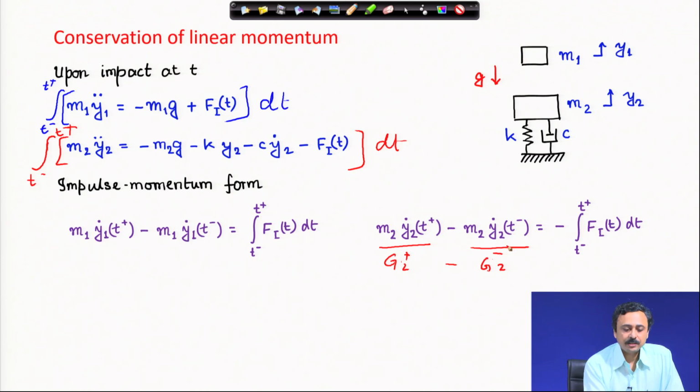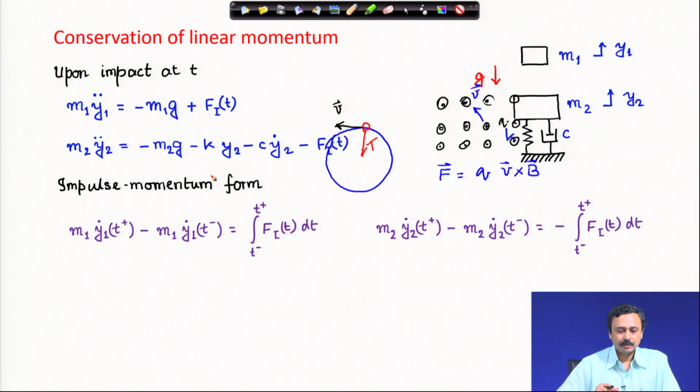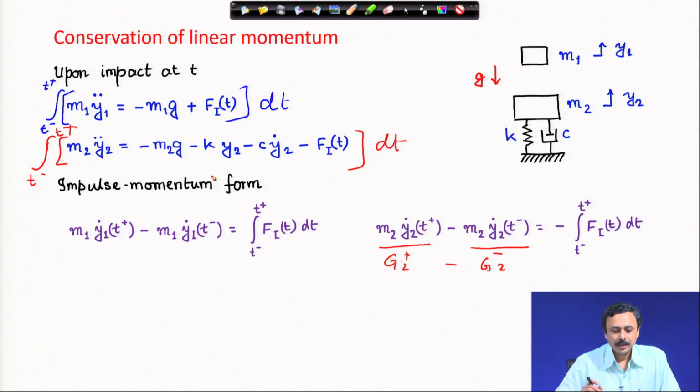What happened to m2 g? Again it is a constant force. And minus k y2, that is the spring force. In that very short duration when the impulsive force acts, the mass m2 will hardly be able to move, therefore y2 hardly changes, and there will be hardly any contribution of the spring force in momentum change. That force will hardly contribute in that short duration of the action of the impulsive force.